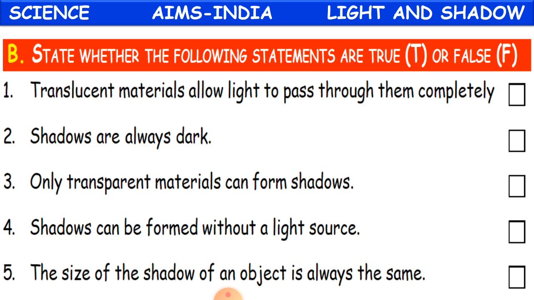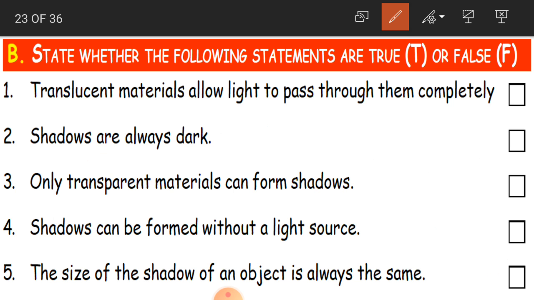The first one is translucent materials allow light to pass through them completely. Is it correct, children? No, it is false. It only allows partial light, not complete light. So it is false. Second one, shadows are always dark.